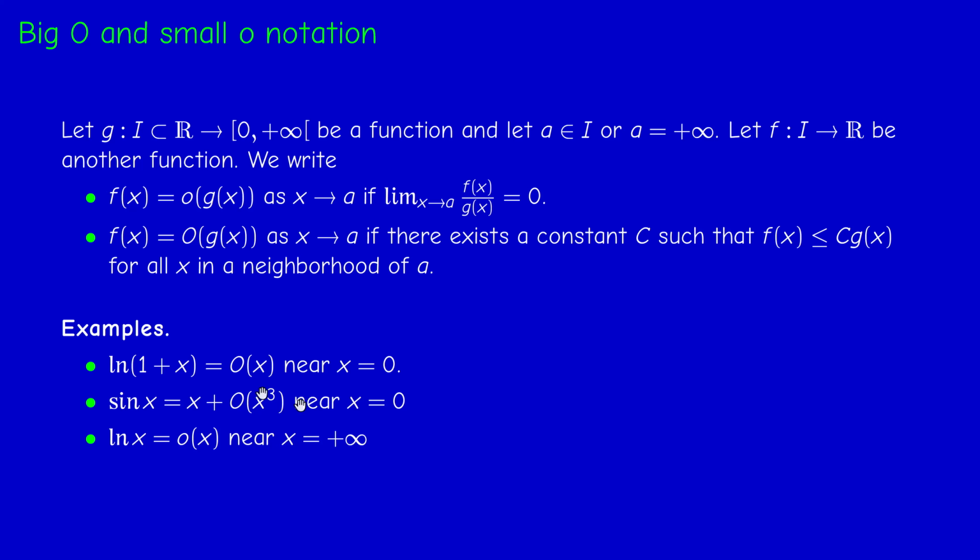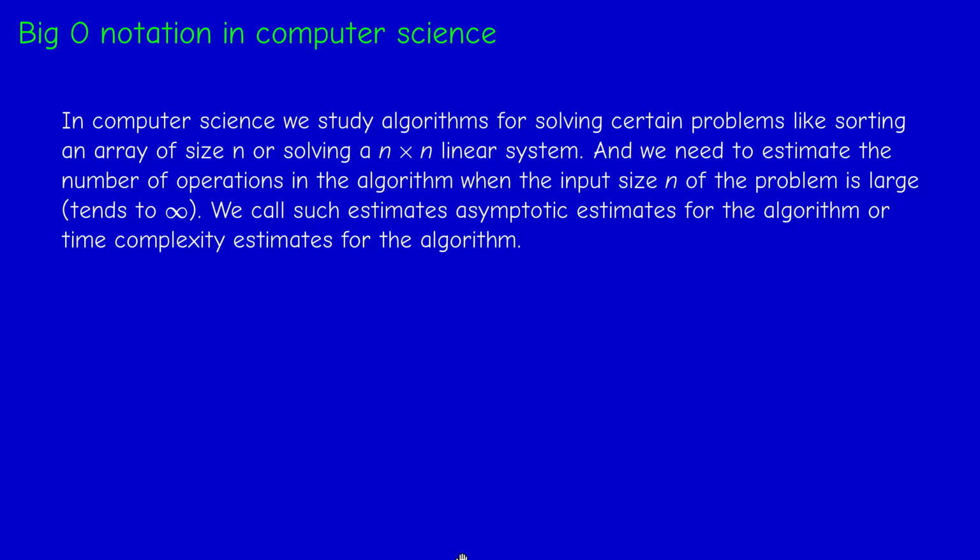Okay, so in principle, these are known facts. And we shall encounter other examples in the exercises. Now, in computer science, the big O notation especially is very important, because we study algorithms for solving certain problems, like sorting an array of size n or solving an n by n linear system. We need to estimate the number of operations in the algorithm when the input size n of the problem is large. This is what we call an asymptotic analysis.